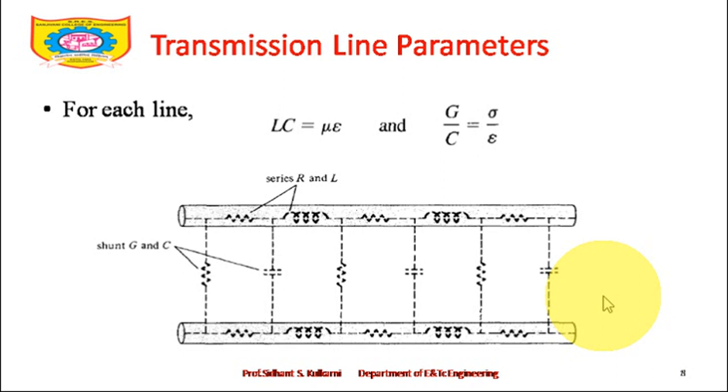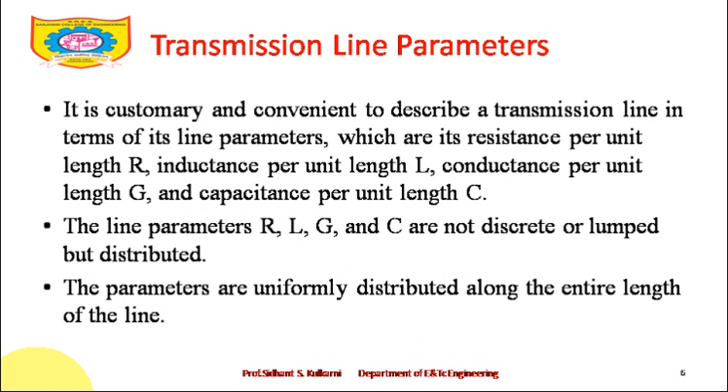The primary constants are R, L, G, C, and their units are: the unit of R is ohm per meter, since it is a distributed parameter. The unit of L is Henry per meter. You already know the unit of inductance is Henry. The unit of capacitance C is Farad per meter, and the unit of conductance G is either Siemens per meter or mho per meter. Anyway, it will be per unit length of the transmission line. So let's talk about those things in detail. I will take you back to this particular thing.